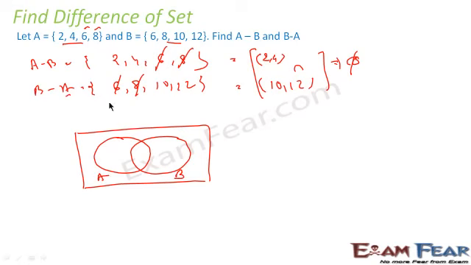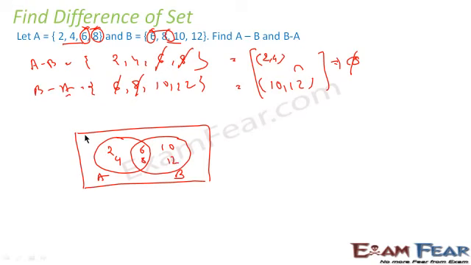First we'll write the common element. The common element is 6 and 8. The remaining elements 2 and 4 for A we'll write here, and the remaining elements for B, 10 and 12, we'll write here. So this is the Venn diagram representation of sets A and B.